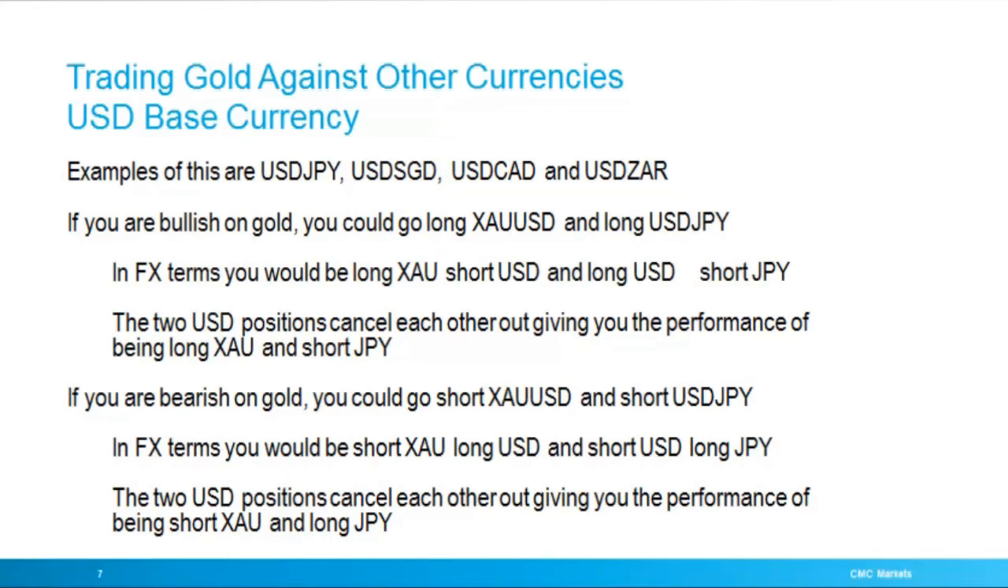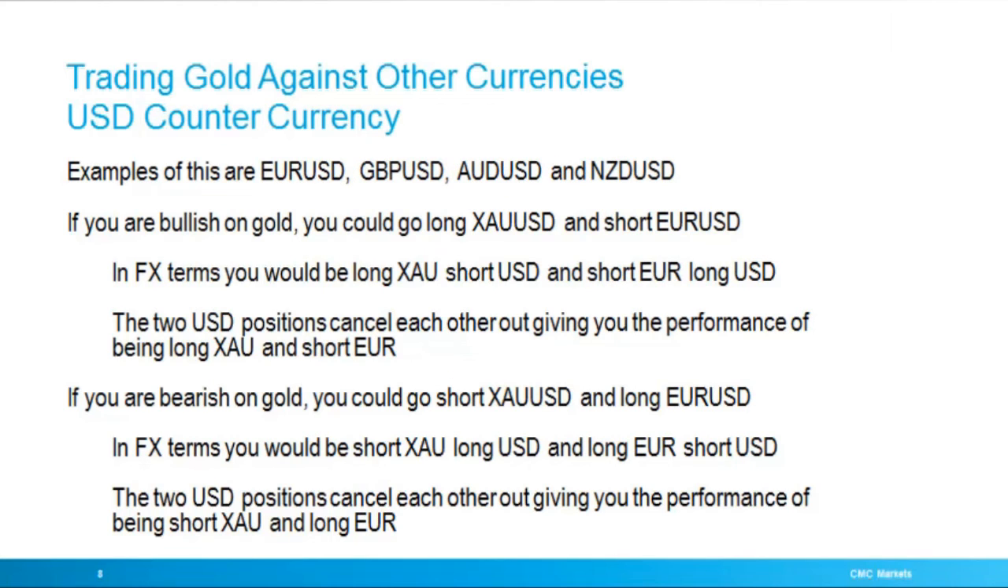On the other hand, if you're bearish on gold, you could go short both of these contracts, short XAU US dollar and short US dollar yen. In FX terms, the first contract would mean you were short gold and long the US dollar, and the second contract would mean you were short the US dollar and long the yen. Combining these two positions, you have the two US dollar positions that once again cancel each other out, which would give you the performance of being short XAU or gold and long the Japanese yen.